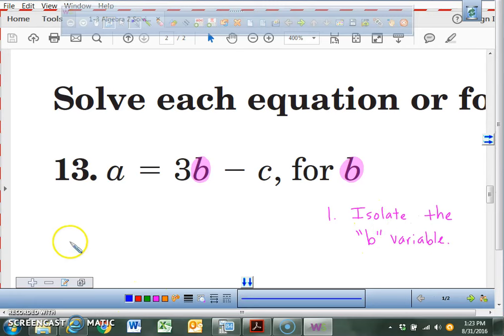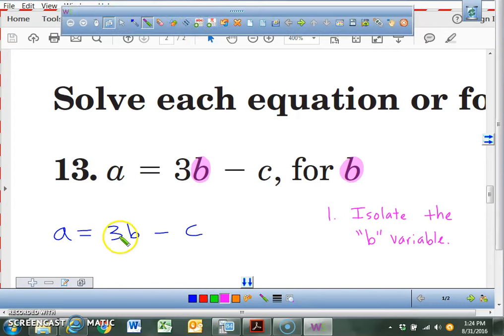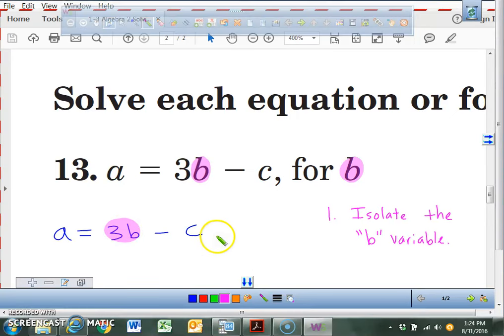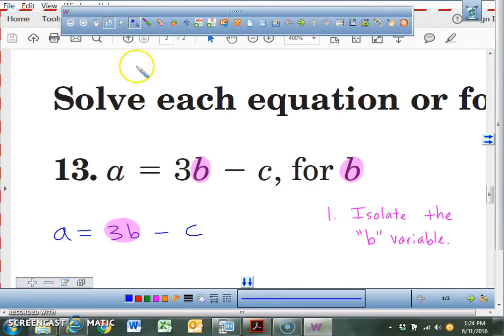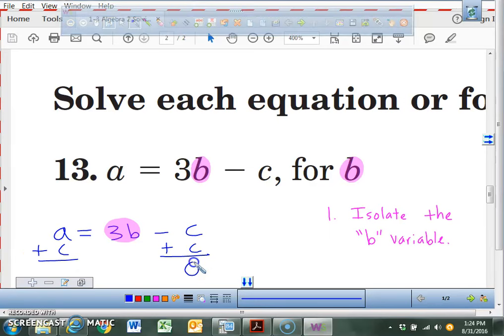Now, I'm going to rewrite our equation. A equals 3 times B minus C. Now, our B variables, technically we have 3 of them. We have 3B. So we want to get that by itself. But it's got a pesky negative C hanging out next to it. So what's the additive inverse? That's right. I'm going to add a C to this side, and I'm going to add a C to this side. And these C's right here totally cancel out.